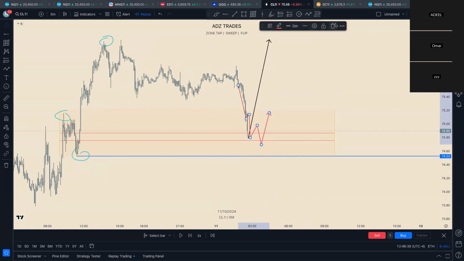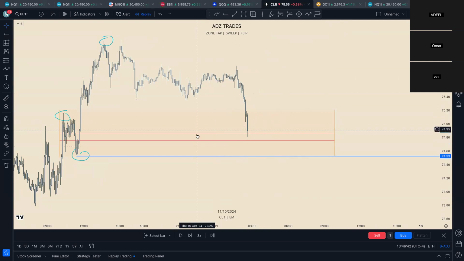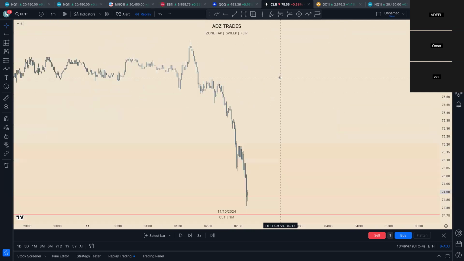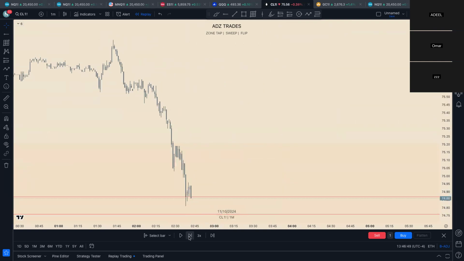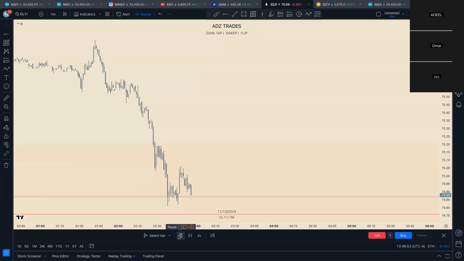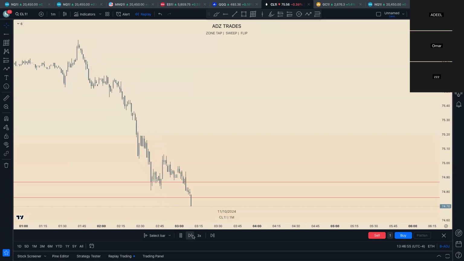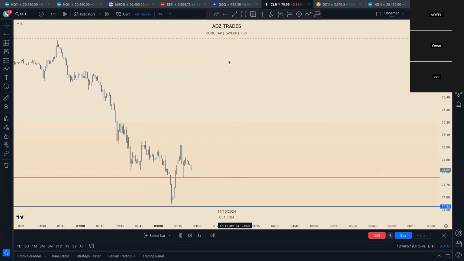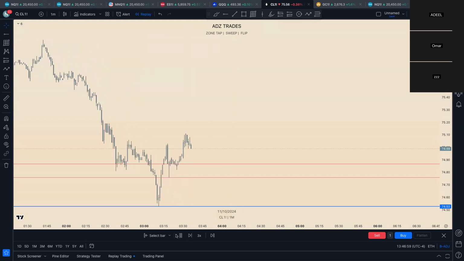Okay, so let's see what we do here. As we come into this higher time frame zone, okay, what is the lower time frame doing? We need to get that lower time frame confirmation. So let's see if it switches bullish. If it doesn't switch bullish, then guess what? We can't take the trade.